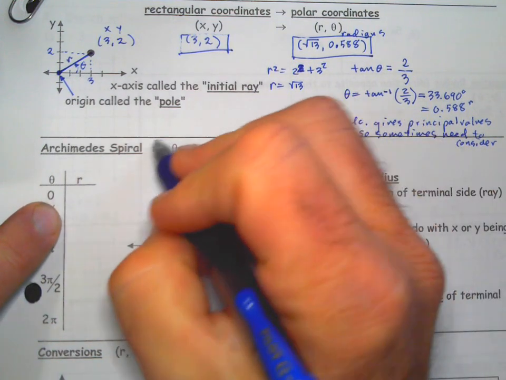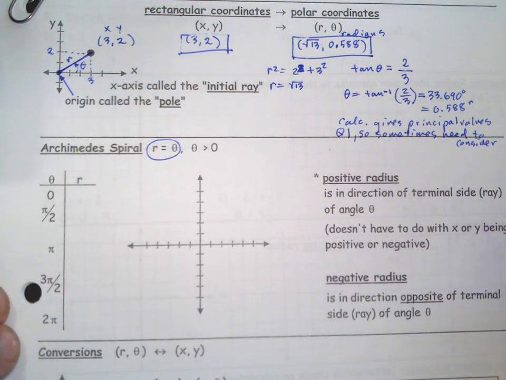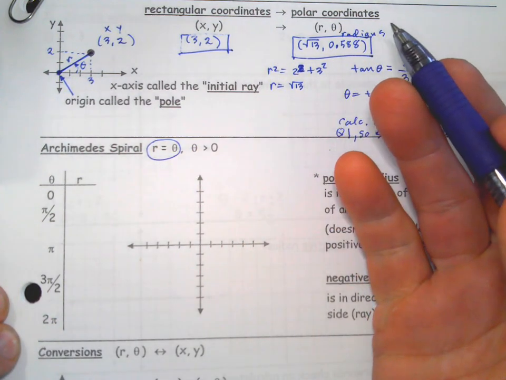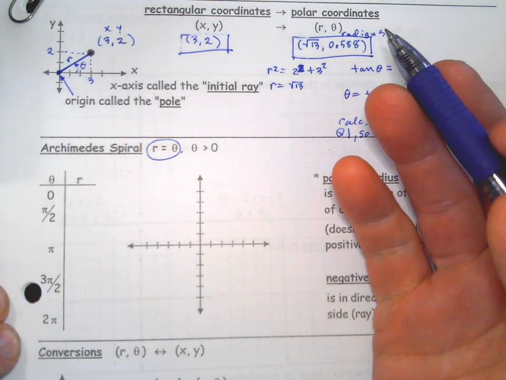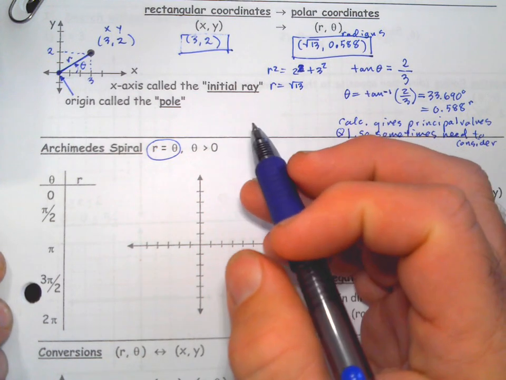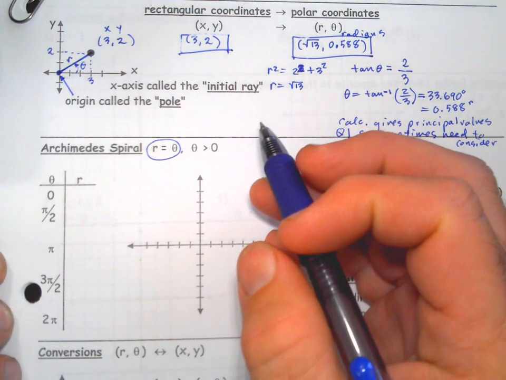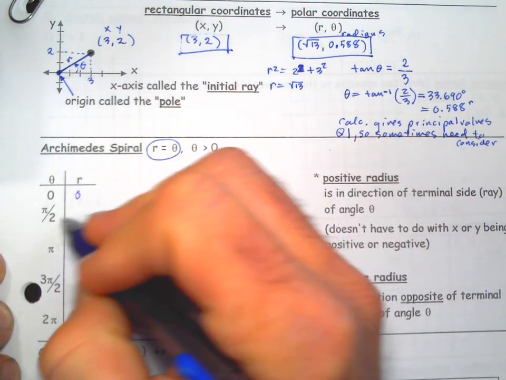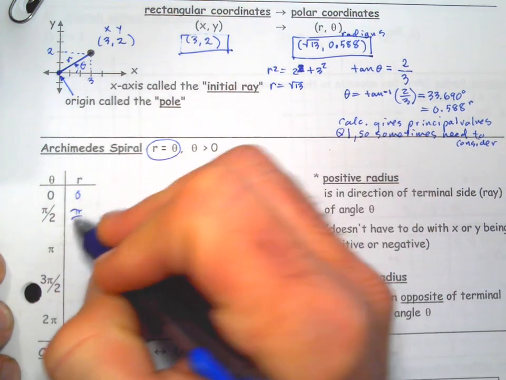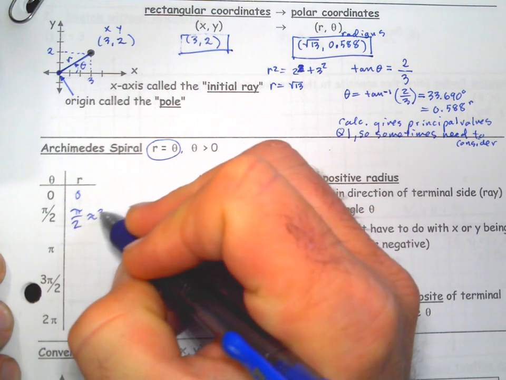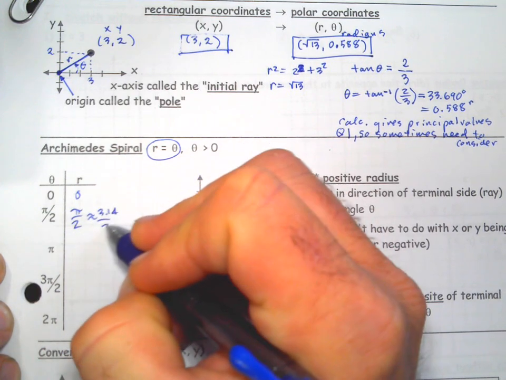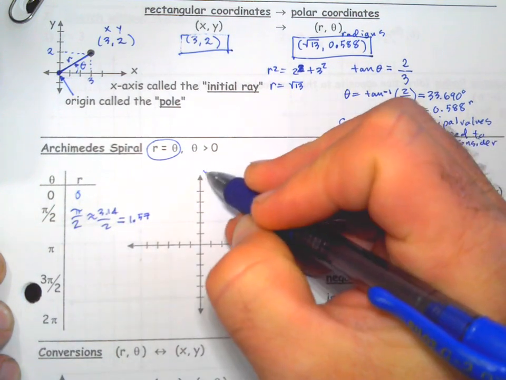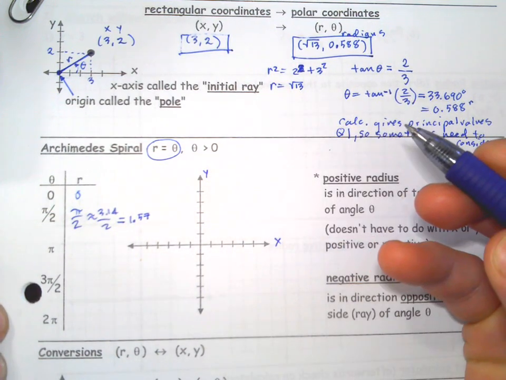If you plug in 0, this is very simple. This is like y equals x, r equals theta. Y equals x gives you a straight line at a 45-degree angle through the origin, but this is not going to give you a straight line. These often give us very curvy shapes. If you plug 0 in, you get 0. You plug pi over 2 in, you get pi over 2, which by the way is about 3.14 divided by 2, about 1.57.